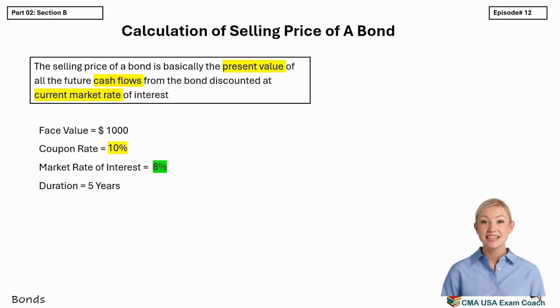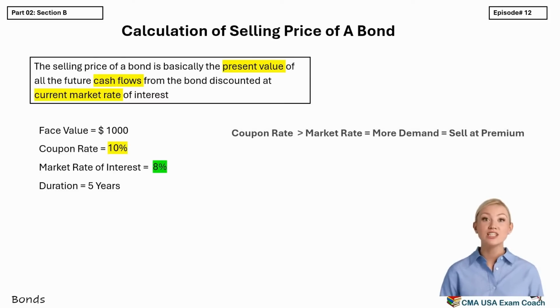But here's where it gets interesting. The market interest rate right now is only 8%. That means other new bonds being issued in the market are only offering 8% interest. So, when we compare, our bond is offering a higher interest of 10%, while the market average is just 8%. This makes our bond more attractive to investors. Why?